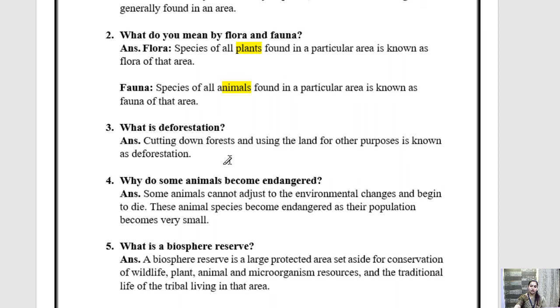Cutting down forest and using the land for other purposes is known as deforestation. So cutting down of trees at a very large scale and using that land for our own good and for our own purpose is known as deforestation. D means no, or D is like a negative sign, don't.